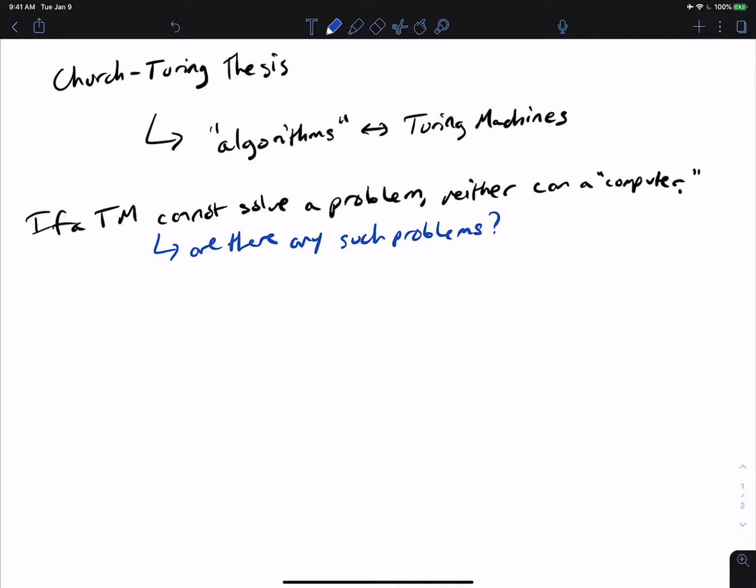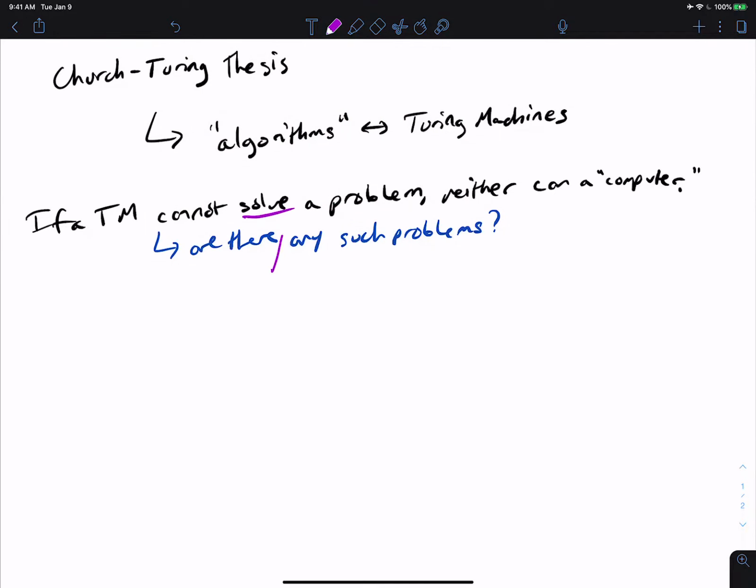There's no decider for it. So that's what we mean by solve here. Solve means there is a decider for a given language L. So if I want to show that a Turing machine cannot solve L, what that means is that there's no decider for that language L. There may be a recognizer for it, or there might not even be that. But by solve here, I mean there's no decider for it.